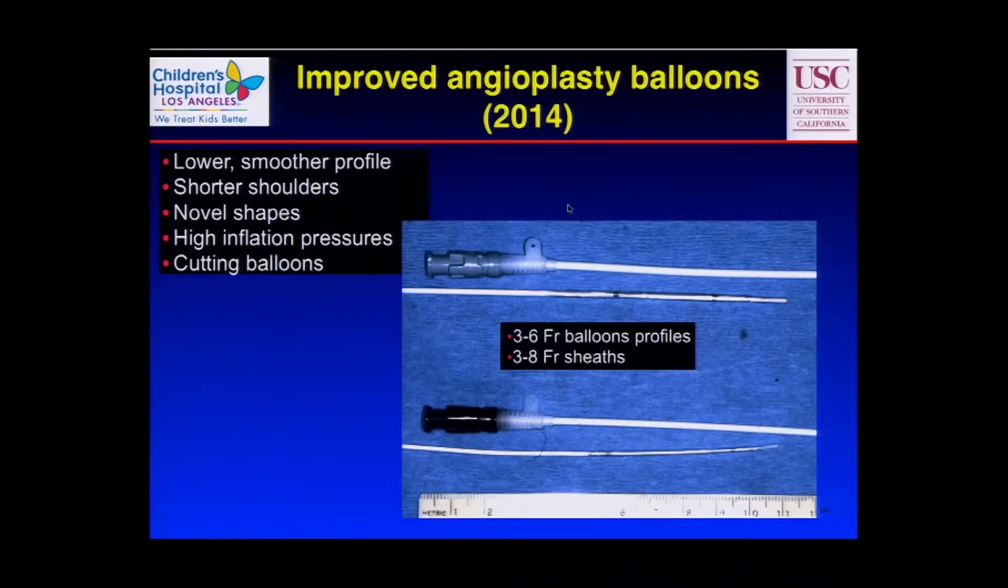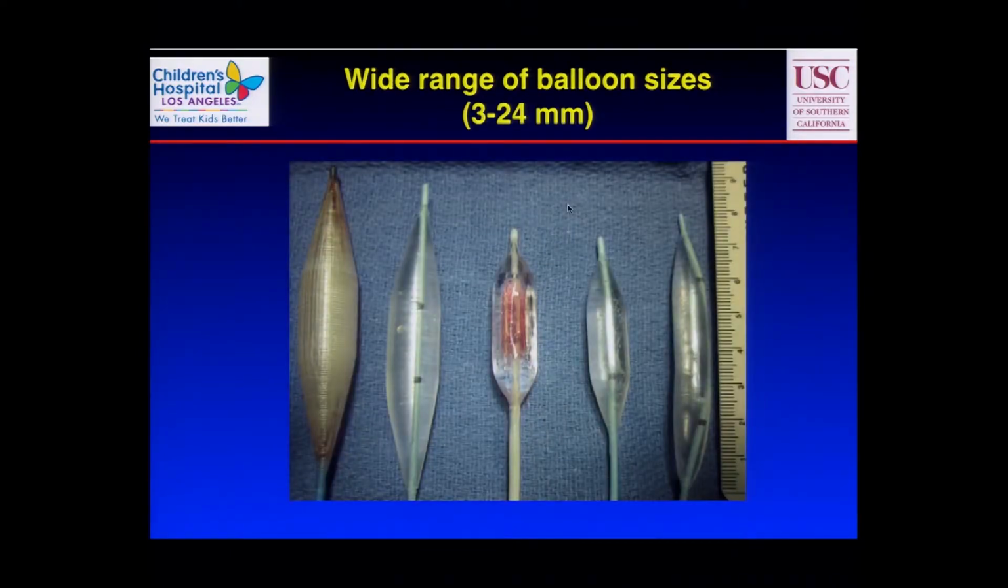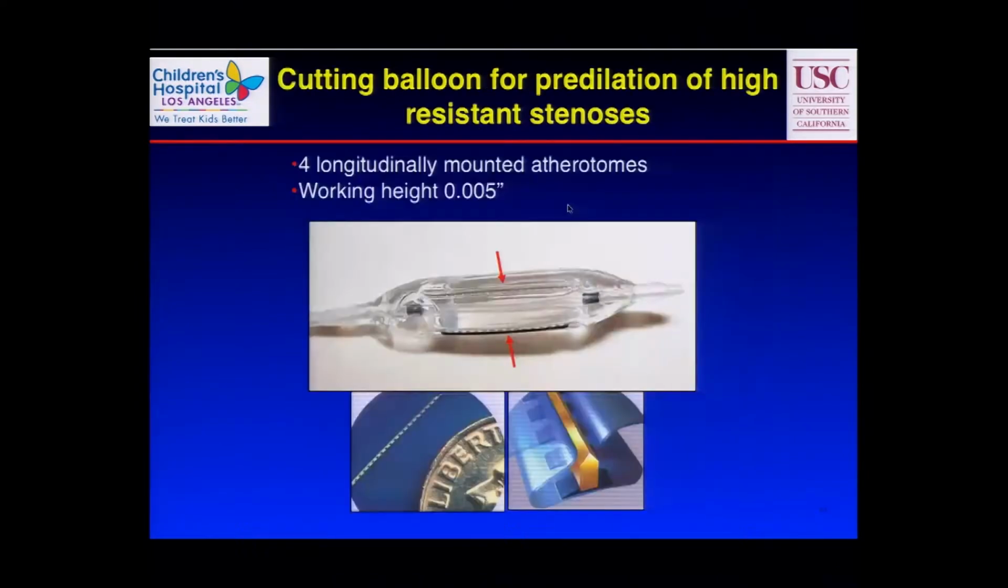Of course, as the balloons and sheaths were improved, the balloons became smoother, lower profile, shorter shoulders. There are new shapes, and I'll show you some of them, higher pressures, even cutting balloons. So now, some of the sheaths we have go down to as small as 3 French. Remember, we started at 9 French. Now we're down to 3 French that can be used in the very small babies. Wide range of balloons from 3 to 24 millimeters, even bigger now. I've seen up to 30 or 40 millimeter balloons.